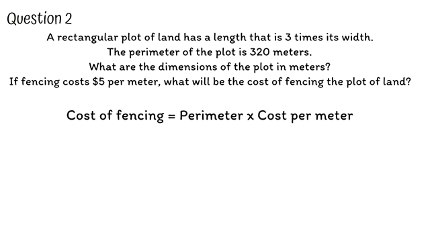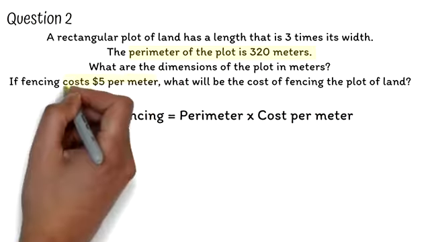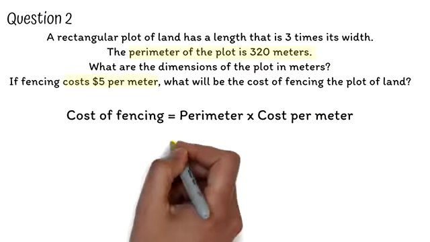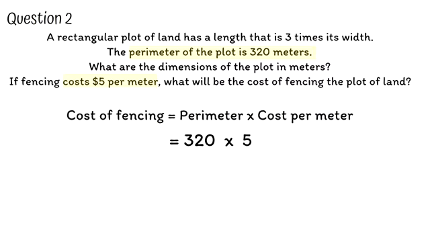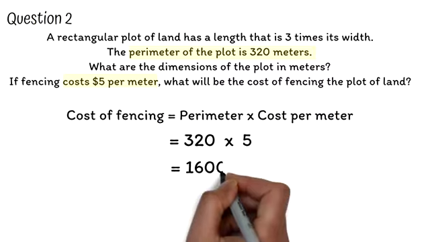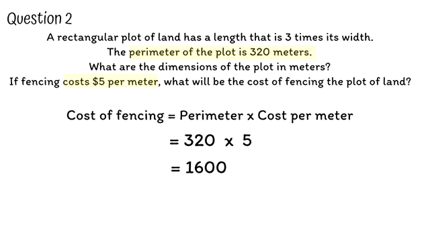The perimeter has been given as 320. The cost per meter is $5. We just multiply 320 times 5. This will give us 1,600. So the cost of fencing the plot of land is $1,600.